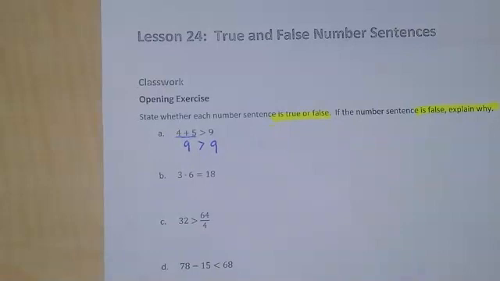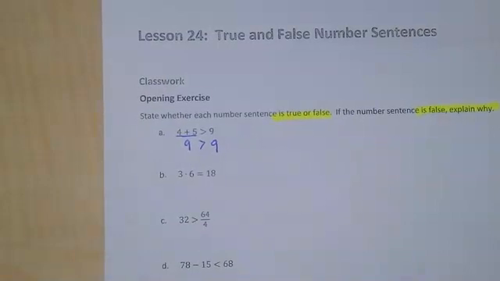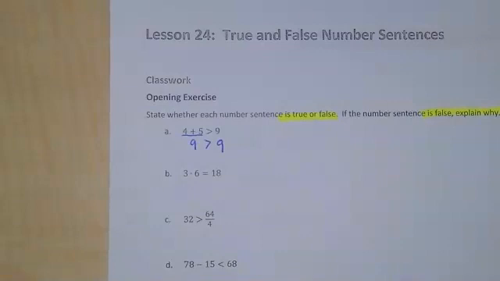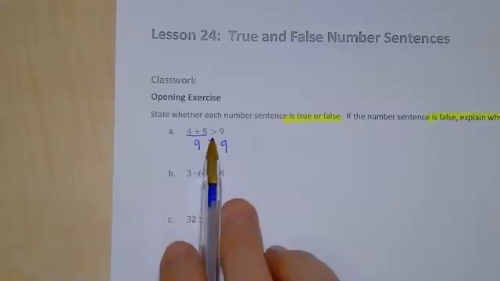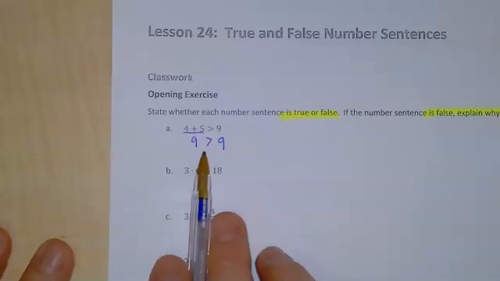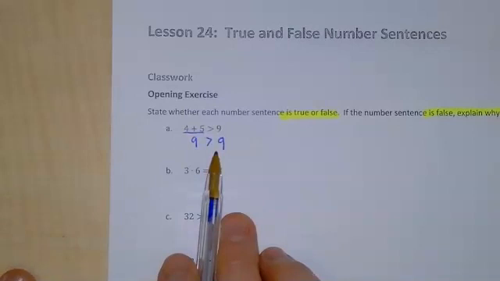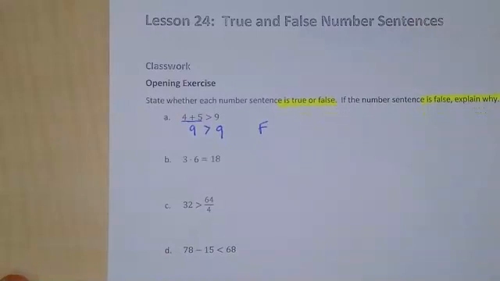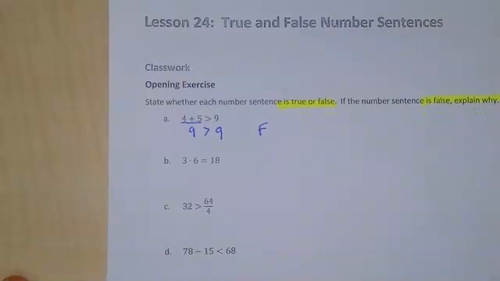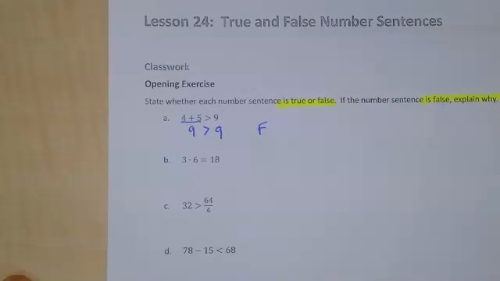Who can read what that says? Blake. 9. Yep. Is it greater than or less than? What's that sign say, though? That says greater than. So this right here says 9 is greater than 9. So, Blake, is that true or false? False. How could you make it true, Blake? Oh, yeah, you could make it greater than or equal to. That would work. You can put a line under the greater than sign. Yep, that's what Blake just said.